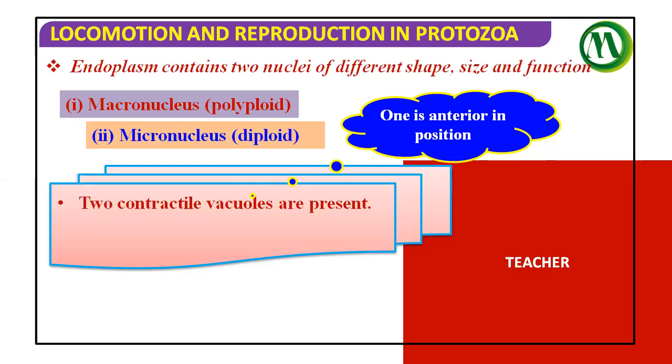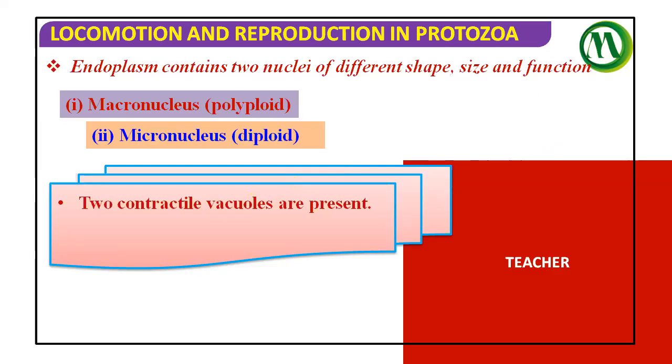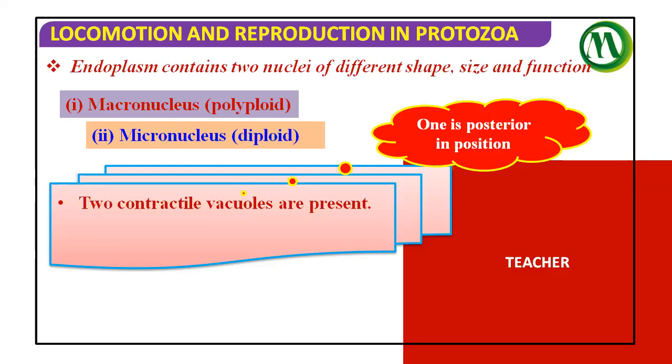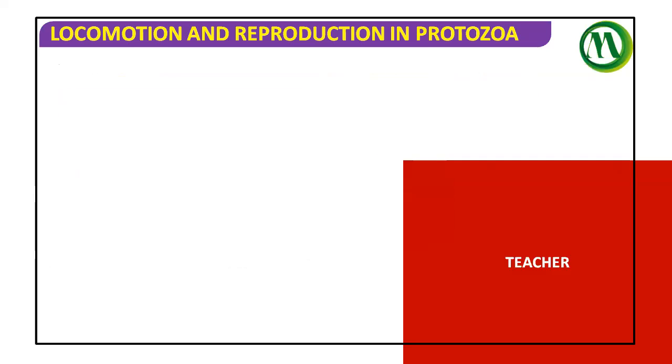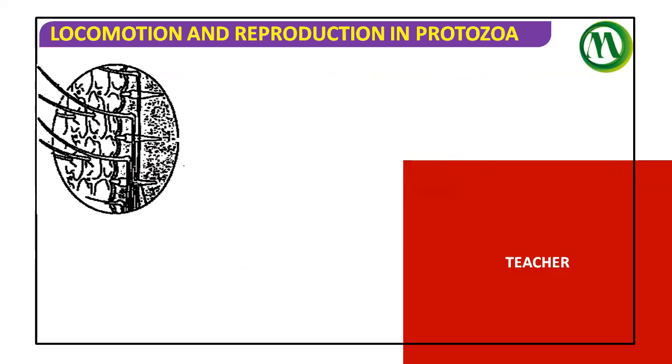Now the contractile vacuole. As we said, in Euglena there is only one contractile vacuole. Now we'll see two contractile vacuoles, an anterior contractile vacuole and a posterior contractile vacuole. One is in the anterior position and the other in the posterior position. Many food vacuoles are also present in Paramecium.